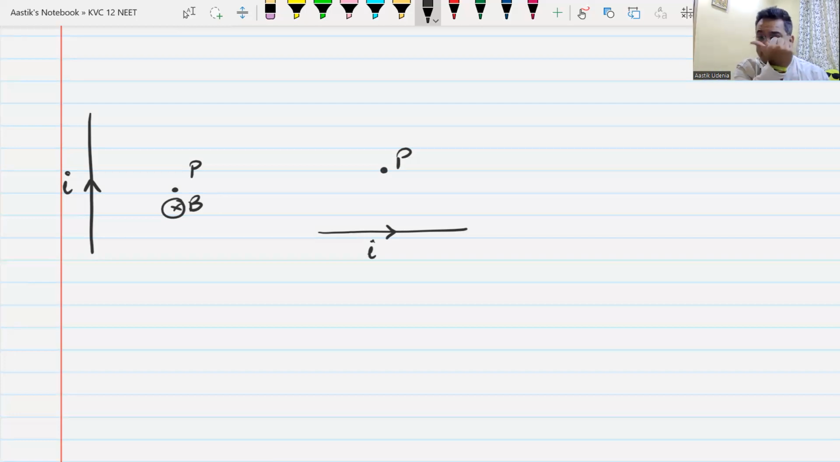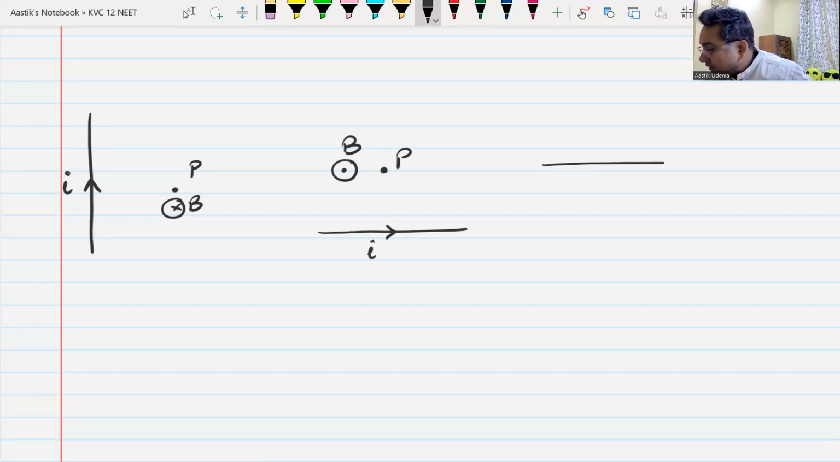Current is like this. Point P is upwards. So see your direction, where it is coming. It will be coming outwards. Do we understand this? Yes or no? Outward means it is coming towards you. Now tell me the direction of magnetic field.